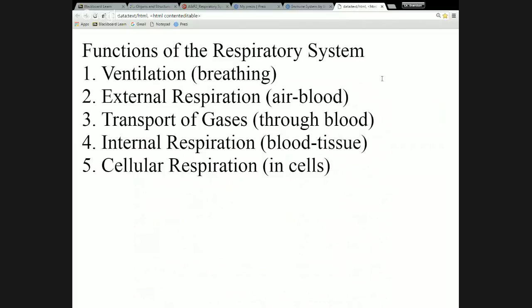We're actually going to look at external and internal respiration together because they're kind of two sides of the same coin, even though they're on either side of transport of gases. And that's just because I've given you this list in an anatomical order. So external respiration takes place in the lungs, and internal respiration takes place at your tissues. Between there, the blood has to transport the gases from the lungs to the tissues. But we'll actually look at that separately.